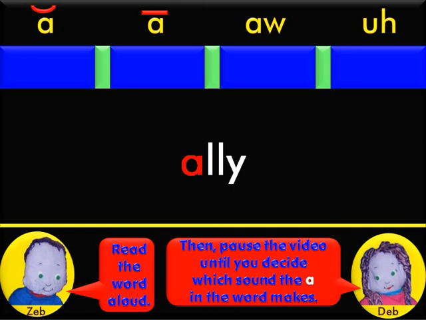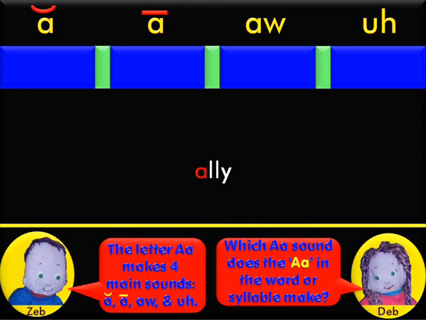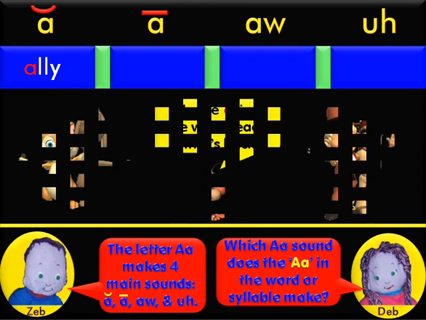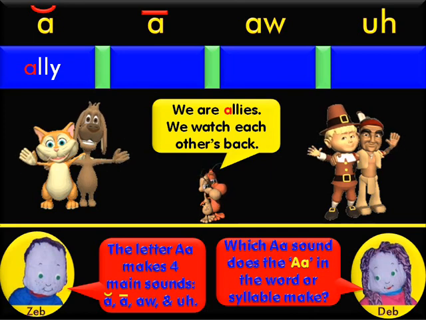Repeat after me. Ally. Which slot does it float into? Pause the video until you figure it out. Read the word with me. Ally. Which slot does it float into? Did you get it right? Well, then you can be my ally and I'll be yours. Like these characters who say, "We are allies. We watch each other's back." Who's your special ally? Perhaps you'd like to pause the video and share who is your best pal who always watches your back.